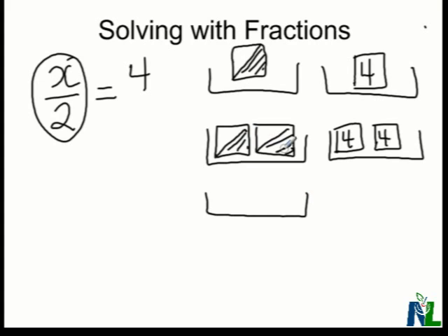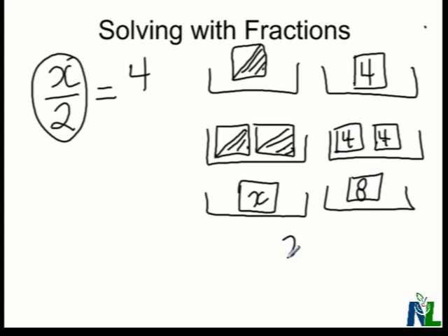So if I take these two halves and put them together, I will have 1 full x weight. And if I take these two weights and put them together on the right side, I'm going to have 8. So the answer is x equals 8.